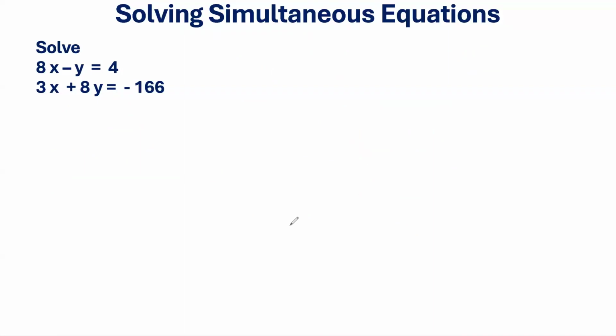Another question is 5x plus 3y is equal to 22, 2x plus 4y is equal to 20. Let's solve it. 2x minus 4y is equal to 4, 5x minus 3y is equal to 24.